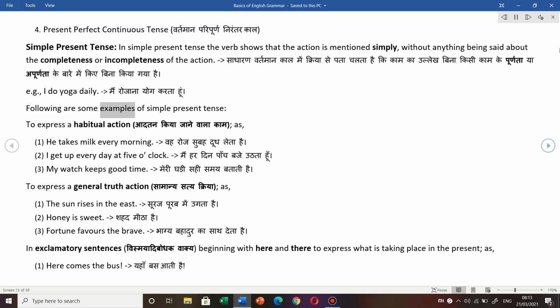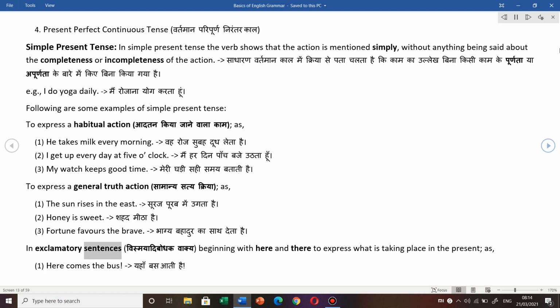Following are some examples of simple present tense. To express a habitual action, as he takes milk every morning. I get up every day at 5 o'clock. My watch keeps good time. To express a general truth, as the sun rises in the east. Honey is sweet. Fortune favors the brave.